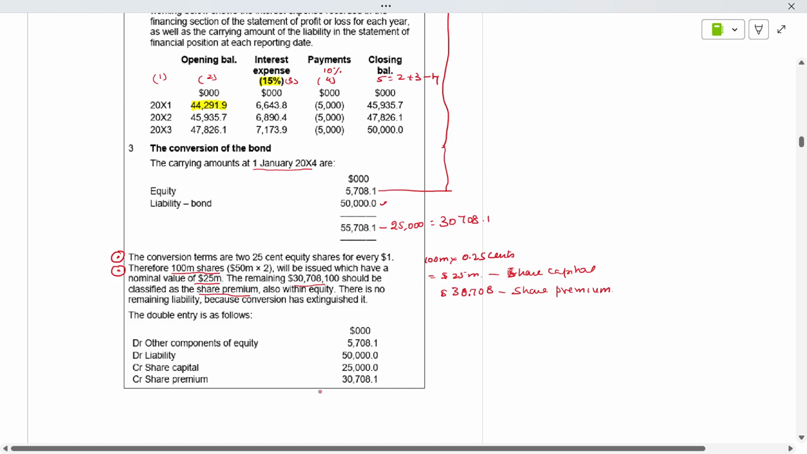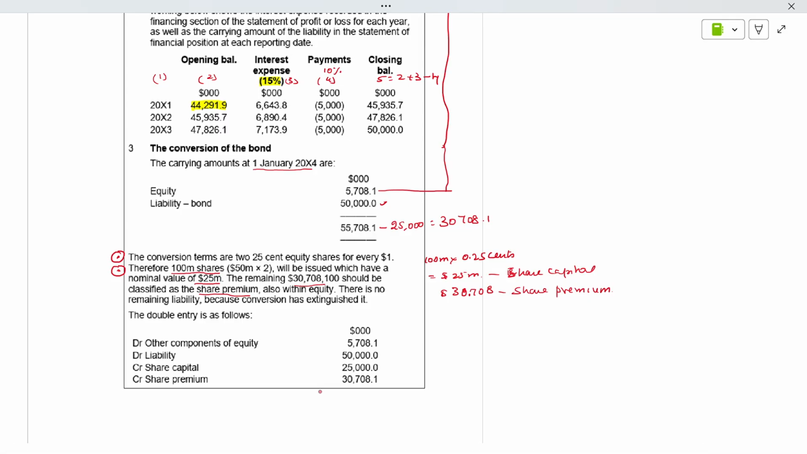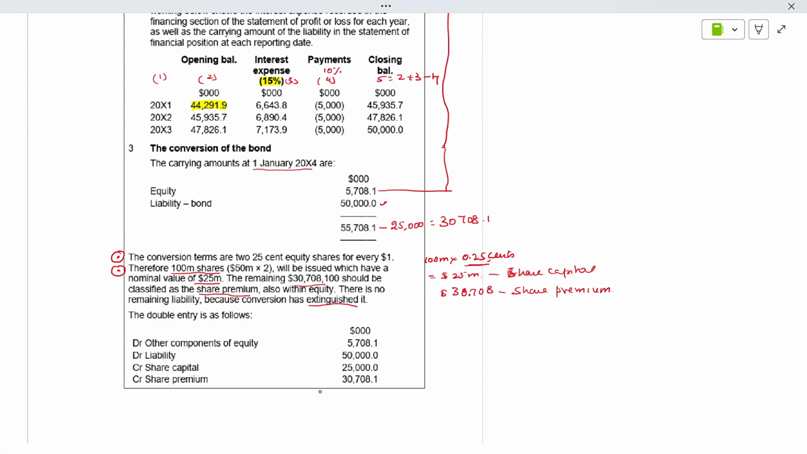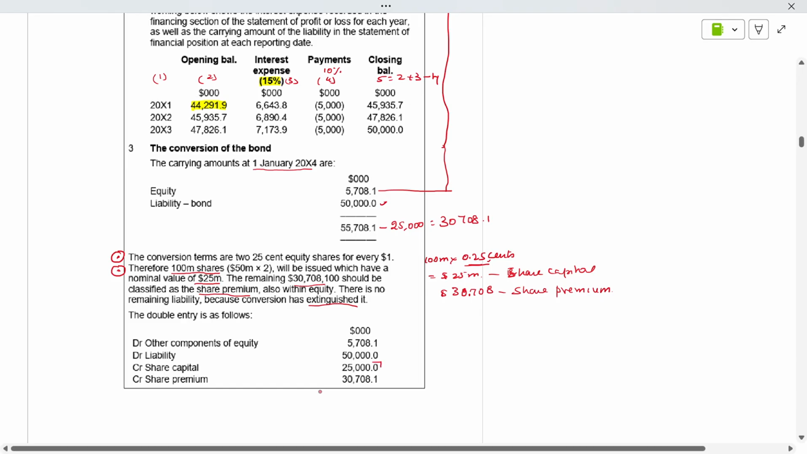All the bonds are converted into equity shares. The value of each share is how much? 25 cents. But this is the book value. Over and above the book value is the share premium. There is no remaining liability because the conversion has extinguished it. Now you see the thing. Debit is other component of equity. How much is the share capital and share premium?